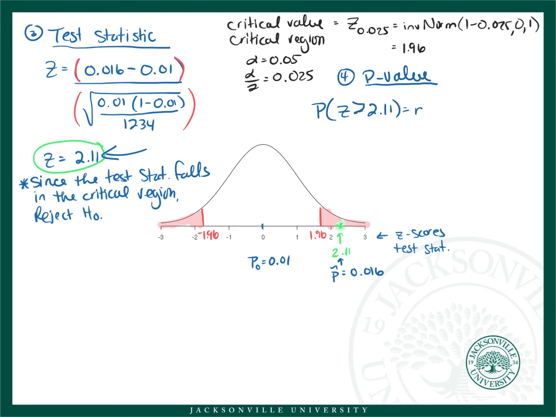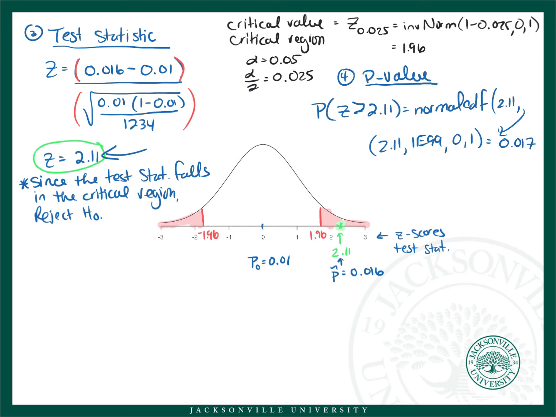So in your calculator, you can use normal CDF for this, normal CDF, and then you would type in 2.11, comma, and then I need more space here. So you would type in 2.11 as your lower limit, 1E99 as your upper limit, 0 and 1. And then let's calculate that probability. So on your calculator, that will give you approximately 0.017.